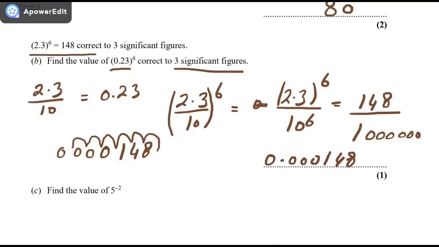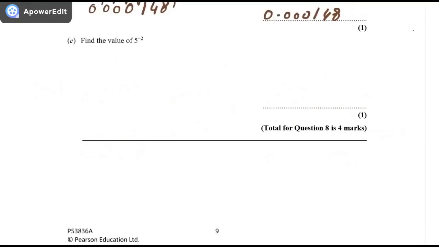Now we're gonna move to the C part. You get 1 mark for this question straight away. In C part, find the value of 5 to the power minus 2. So if the power is negative, you can make this positive. So let's say 5 to the power minus 2. So let's see, this is 1. So we're gonna flip it.